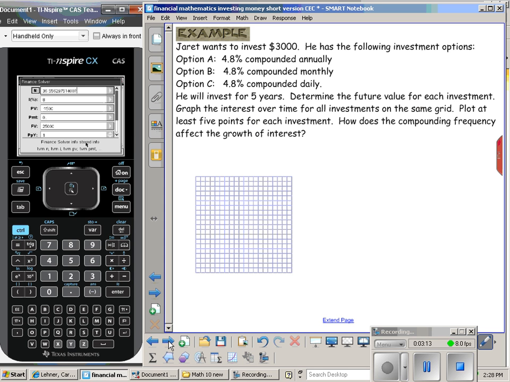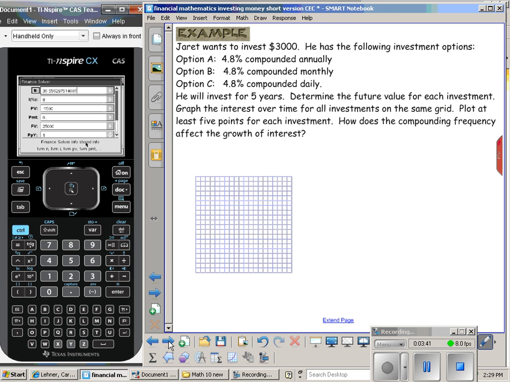We want to determine the future value of each investment, but then we want to graph the interest over time for all investments on the same grid. We want to plot at least 5 points for each investment so we can compare the frequency affecting the growth of interest. All right, so we could find our future value for each of these investments simply by plugging the appropriate information into our calculator.